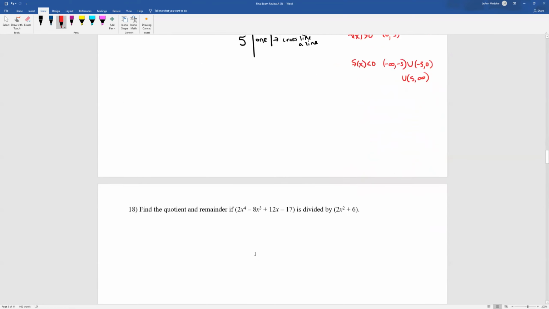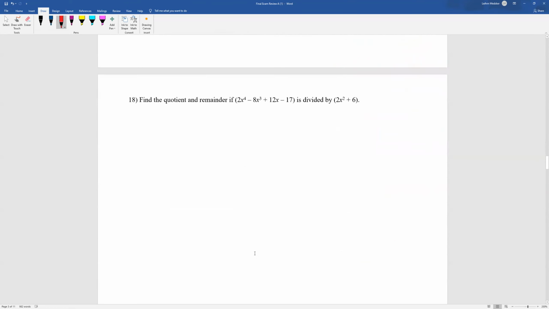Okay, we've made it to the very last problem for final exam, review day 1. This is find the quotient and remainder if we're taking the polynomial 2x to the 4th minus 8x cubed plus 12x minus 17 and dividing it by the binomial 2x squared plus 6.